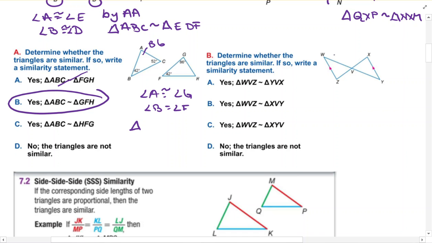On this one again, basically because we have parallel lines, we know that W and Y are congruent. We know that these two angles here are congruent because of vertical angles, and also by alternate interior angles, we know Z and X are congruent. So again, this one is by AA. We just have to make sure that we have W and Y lined up, V and V, and X and Z. So it'd be A.